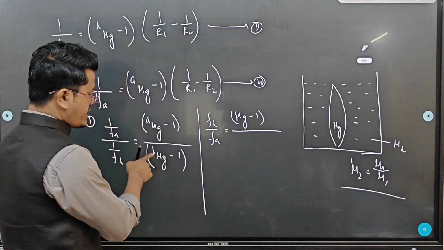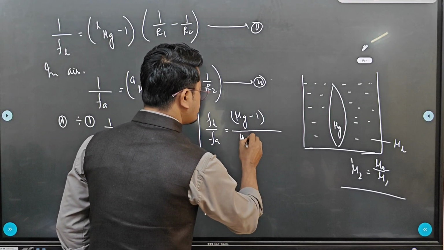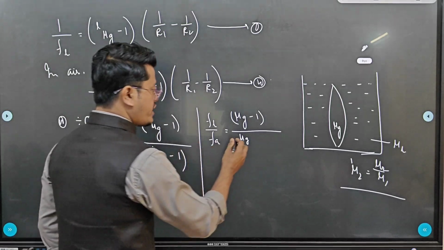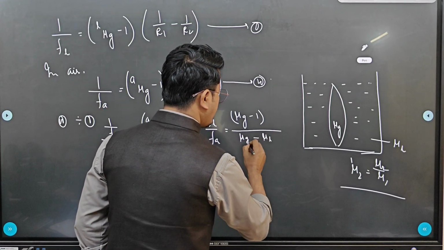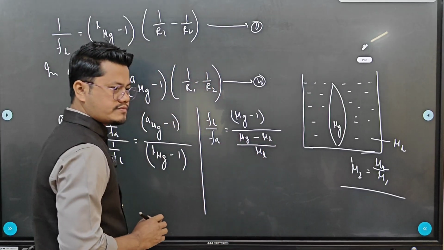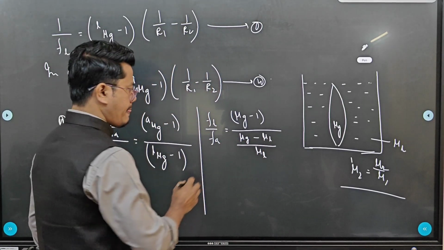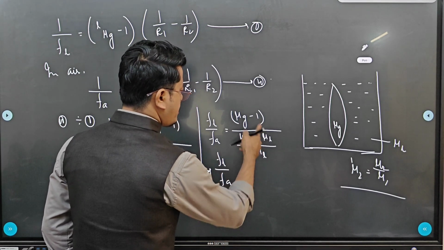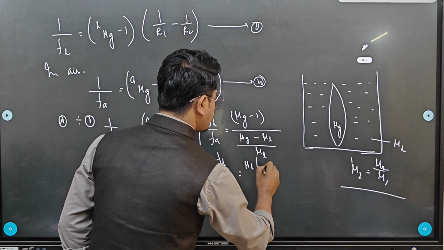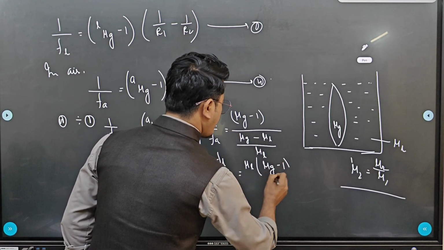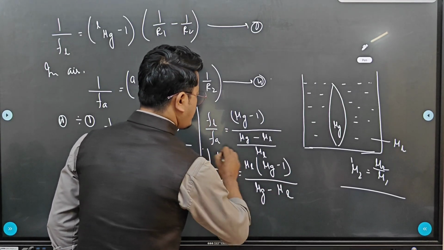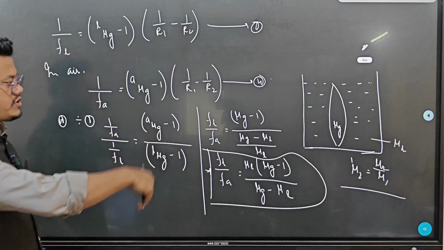Divided by, in this case, if I break it down, can I write μg by μl minus 1? So can I write μg minus μl by μl, right? So I can write over here FL by FA, this μl will be going up, so I'll be getting a relationship: μg minus 1 by μg minus μl. By using this relation, I'll be going for interpretation now. Please note it down first.